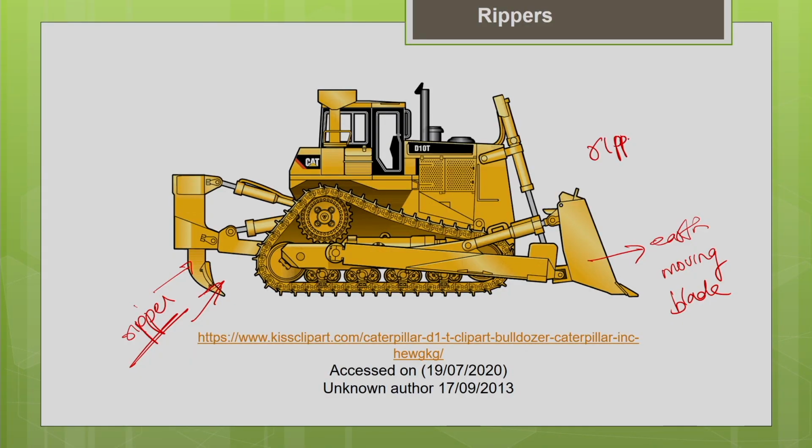You can also use this for ripping rocks. You know that the commonly adopted method for excavating rock is the drilling and blasting method, which is always a costlier method. If you are able to use a ripper for ripping the rock, you can have a huge saving in the cost. But before that, you have to check the rippability.